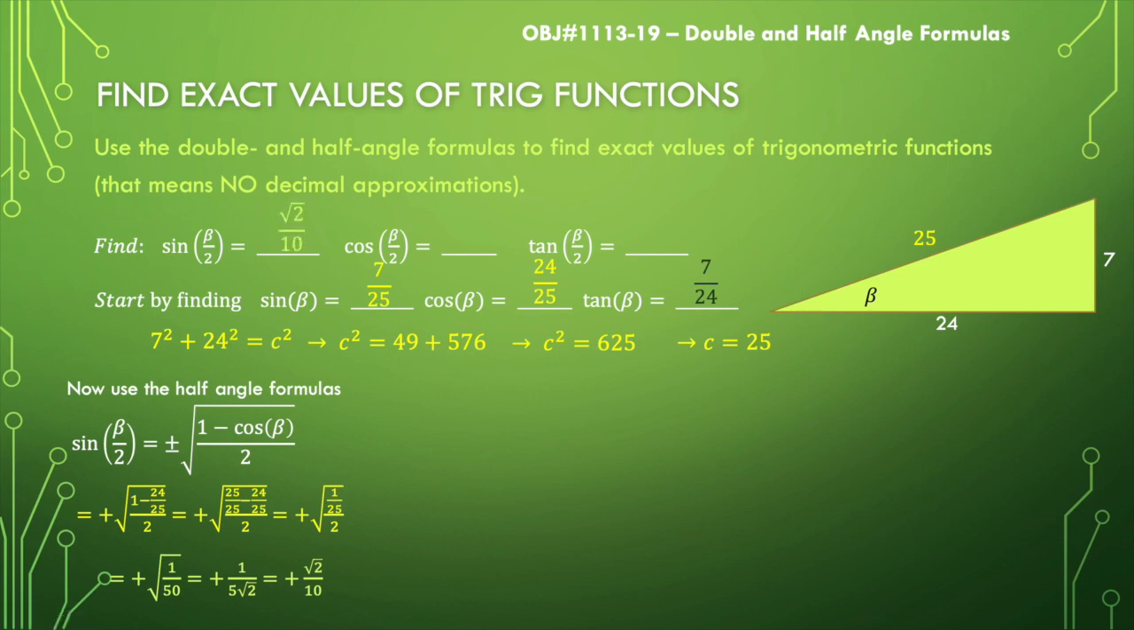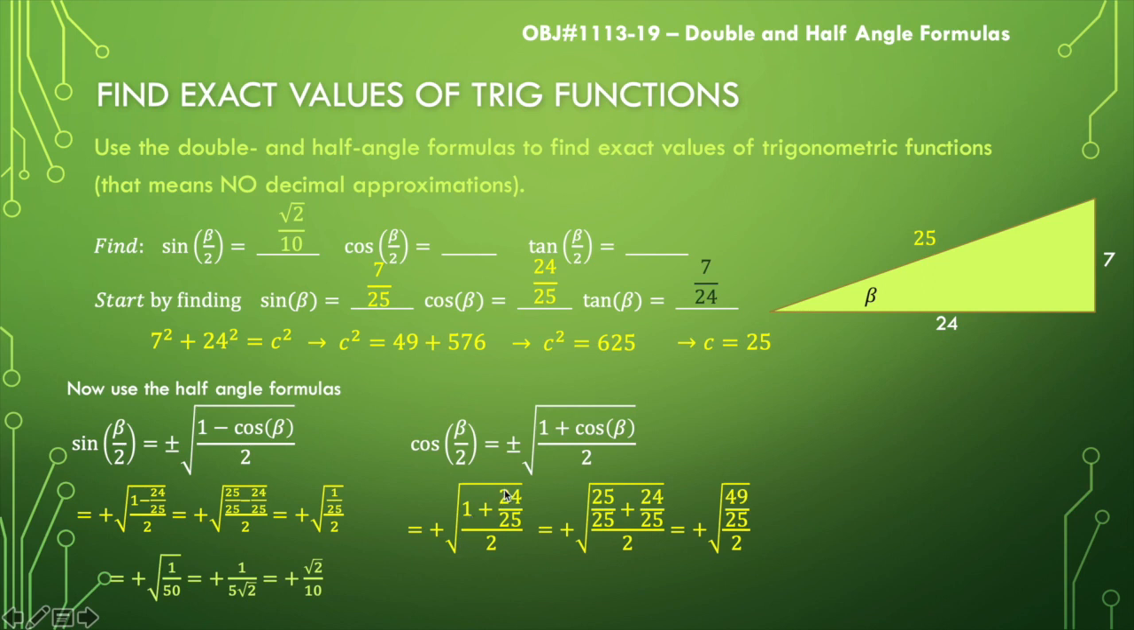Now, for cosine, we're going to end up with something very similar. So let's walk through the process again. The only thing that's different in this formula is the sign in front of the cosine. So this minus becomes this plus. So what we're going to see in the first two steps is going to look very similar. So that 1 plus 24 over 25 over 2 is going to become 25 over 25 plus 24 over 25 over 2. And then this 25 plus 24 becomes 49 over 25 over 2.